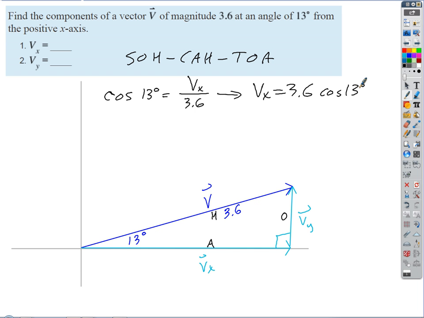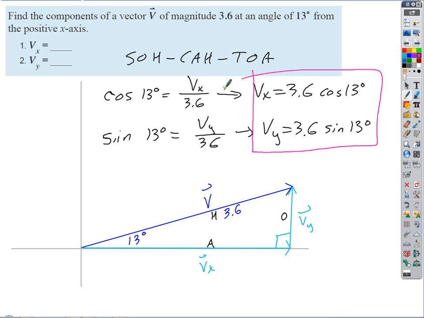Okay, what am I going to do to find v sub y? Sine. I'm going to use sine that time. Take advantage of the fact that sine 13 degrees equals v sub y over 3.6. So that tells us v sub y equals 3.6 times sine 13 degrees. Now, is there a way here that we could just skip right to that step? I mean, we can always start from the trig relationship. You've always got that to fall back on, right? We can just define the SOHCAHTOA relationship and solve for the unknown.